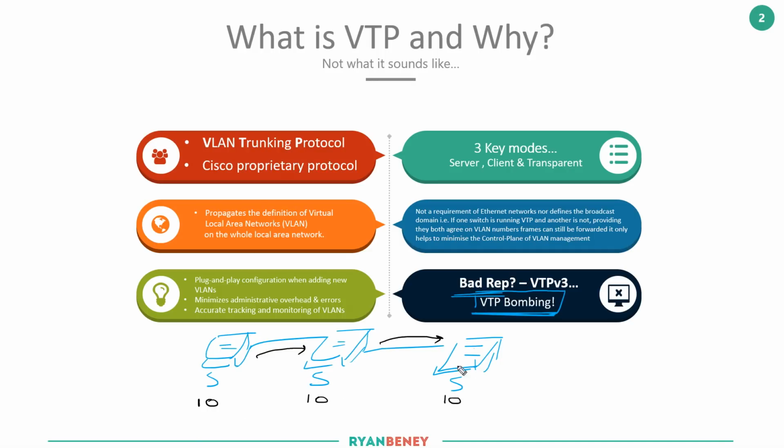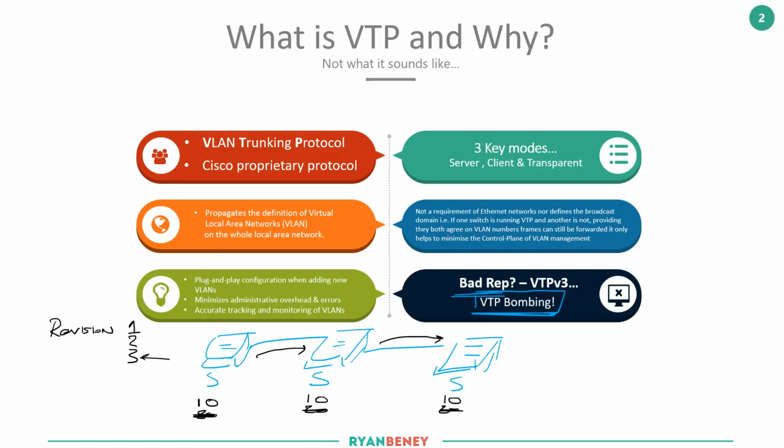Well, what happens is every time a change is made, whether that's adding or removing a VLAN from any switch that's in server mode, there's a revision number, and that revision number gets incremented. So we create a VLAN, revision number is 1. We create another VLAN, everyone agrees the revision number is 2. And we delete VLAN 20, then the revision number becomes 3. And when you look at the VTP of all 3 of these switches, they will all tell you that the revision number is currently 3. And it uses the revision number as a method to ensure that it has the latest VTP information.